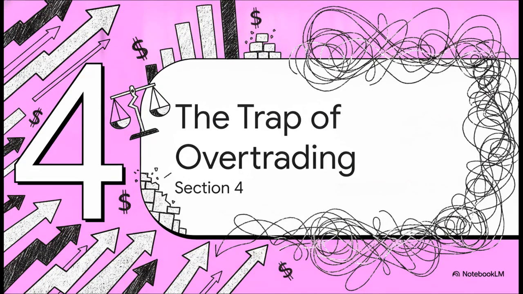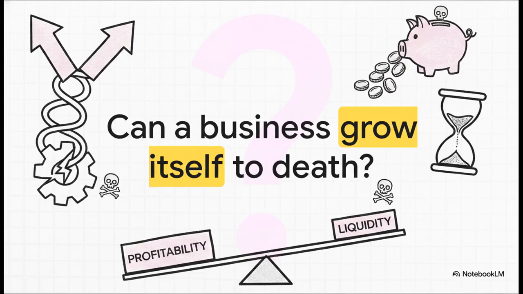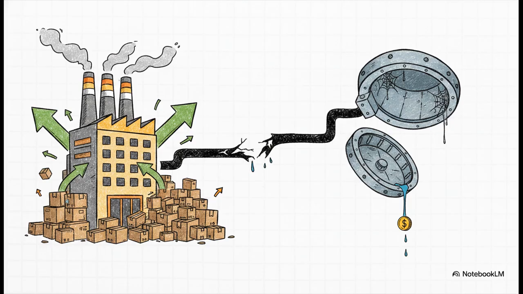All right, Section 4, the trap of overtrading. So here's a question for you. Can a business literally grow itself to death? I know it sounds like a complete paradox, doesn't it? We're always taught that growth is good, right? That expansion is the ultimate goal. But when we're talking about Syllabus Area C1 and working capital management, the answer is a resounding and frankly terrifying yes. And this brings us to overtrading.